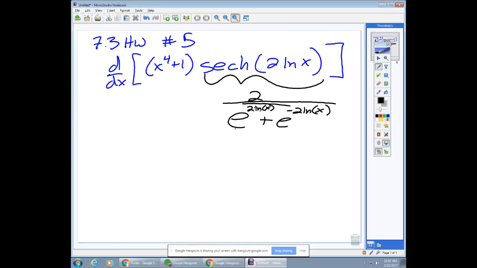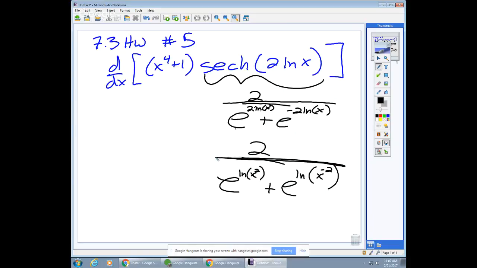Yeah, so this would be then 2 over e to the power natural log of x squared. Highly recommend the use of parentheses, plus e to the natural log of x to the negative 2. And those conveniently go away for me, the e and the natural log. So this becomes 2 over x squared plus x to the negative 2. And so then now I can combine that with the other stuff and see if it cleans up any more.